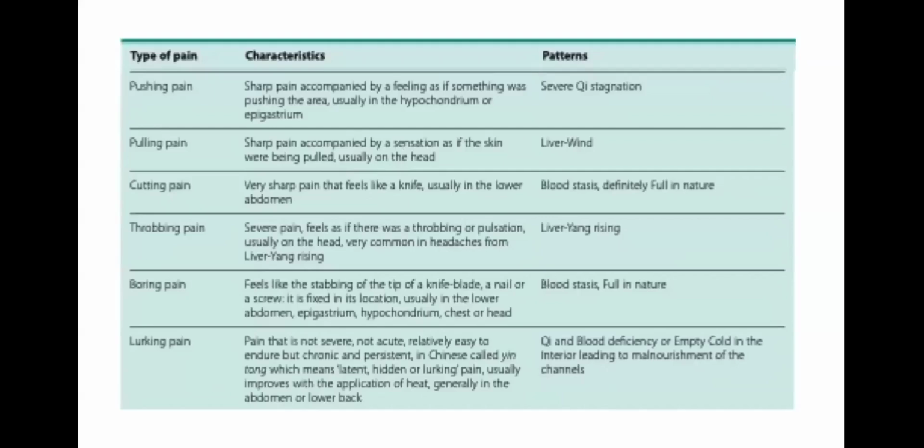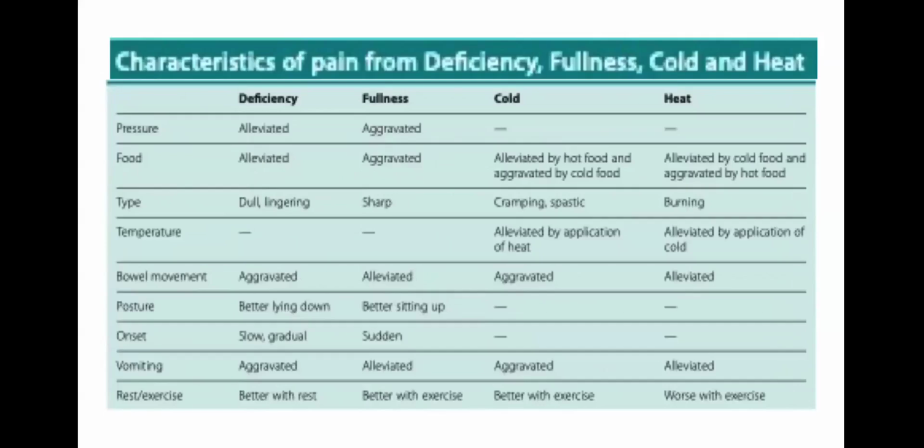Lurking pain: pain that is not severe, not acute, relatively easy to endure, but chronic and persistent. In Chinese, it is called yin tong, which means latent, hidden, or lurking pain. It usually improves with the application of heat, generally in the abdomen or lower back. Pattern: qi and blood deficiency or empty cold in the interior, leading to malnourishment of the channels.